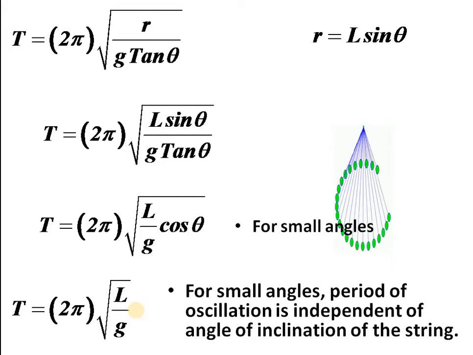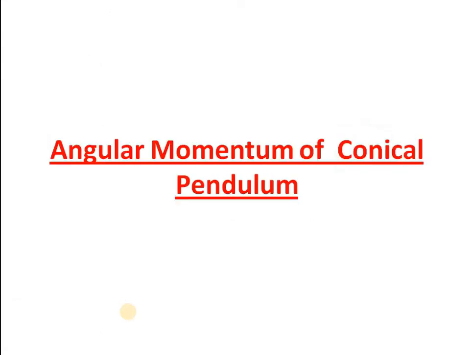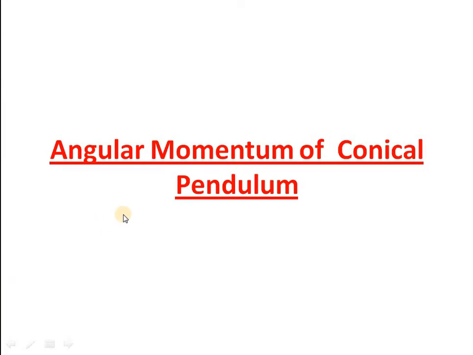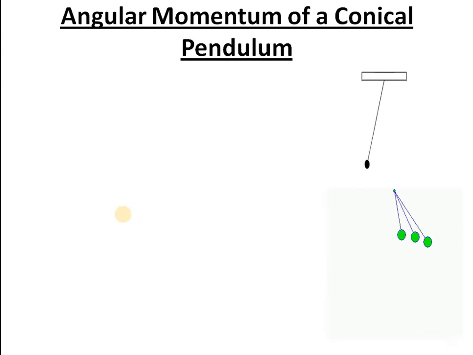Keep in mind the actual equation is the first one, which contains the cos theta part, and the final equation is only an approximated equation. So we got the expression for the period of oscillation of a conical pendulum. It's a very useful relation. One can do so many problems based on the conical pendulum using this equation. Now let us move on to the second part of the session, angular momentum of conical pendulum.